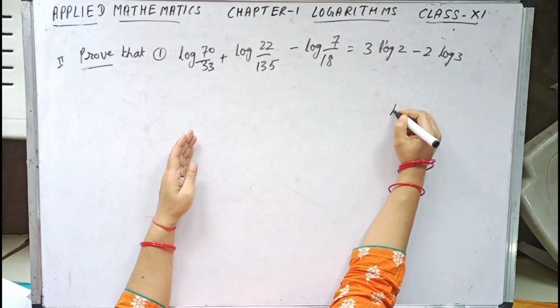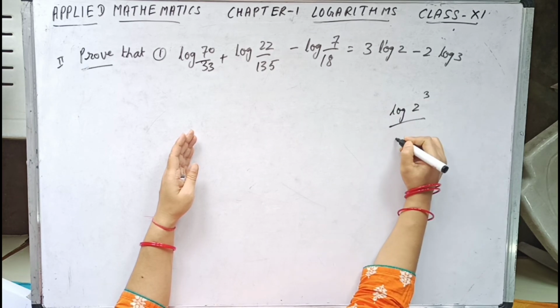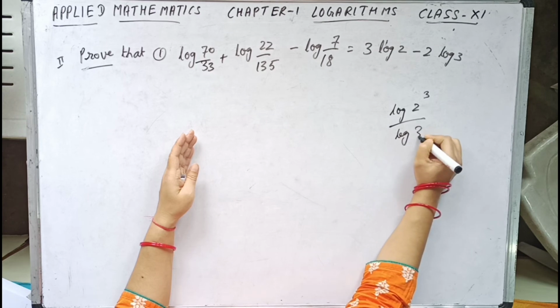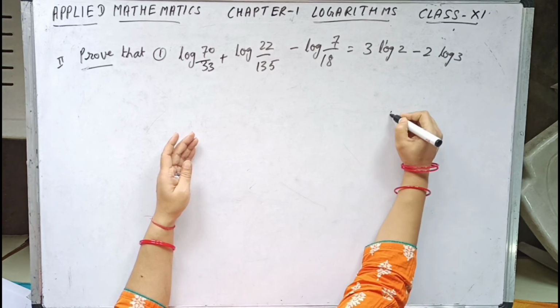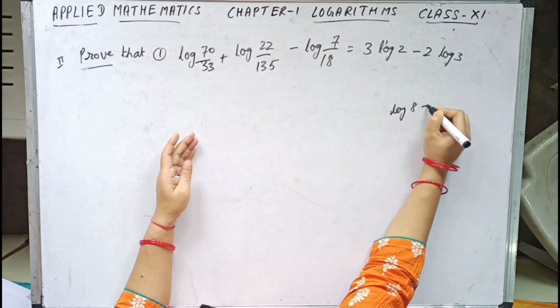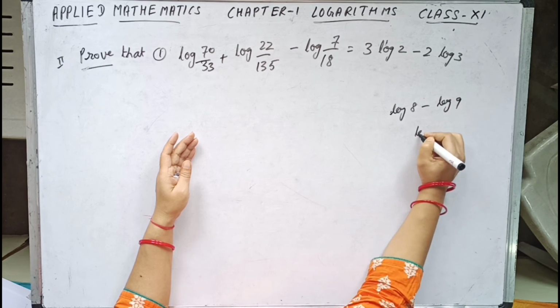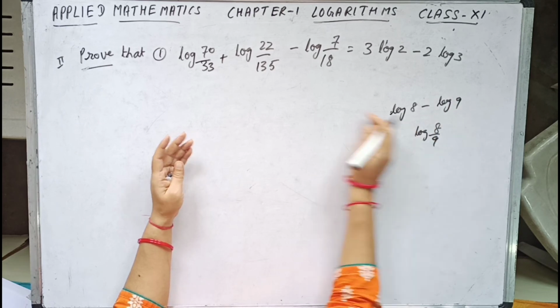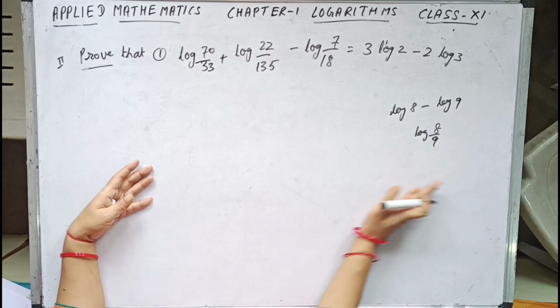So if I solve this RHS, I will be getting log of 2 power 3 divided by log of 3 power 2, or we can write over here this as log of 8, since 2 power 3 is 8, minus log of 9. So this I can write as log of 8 by 9. So actually solving LHS we should be getting log of 8 by 9.